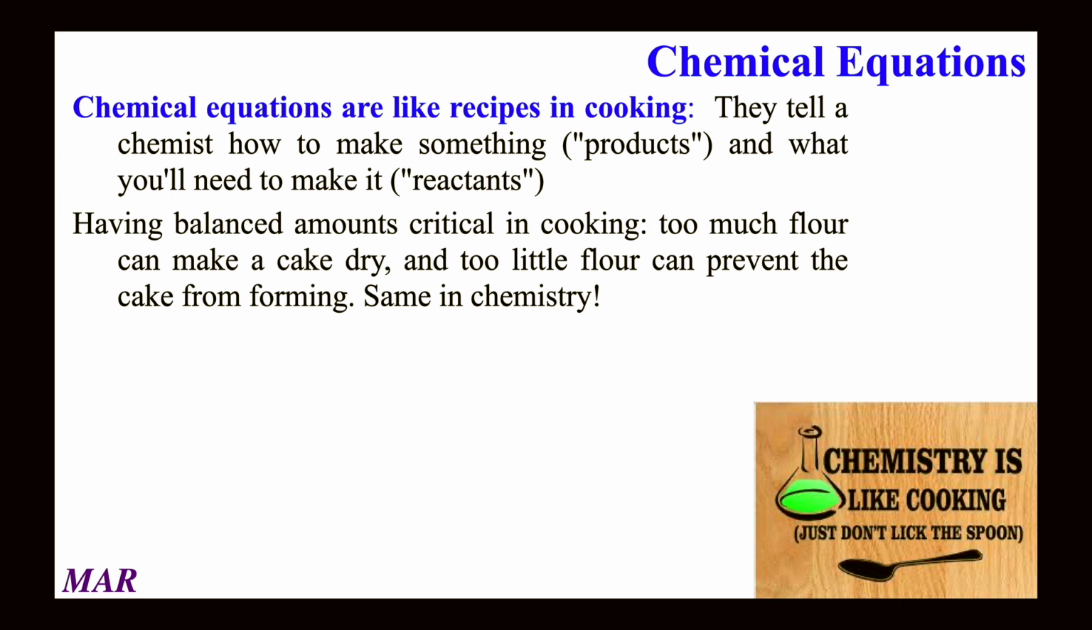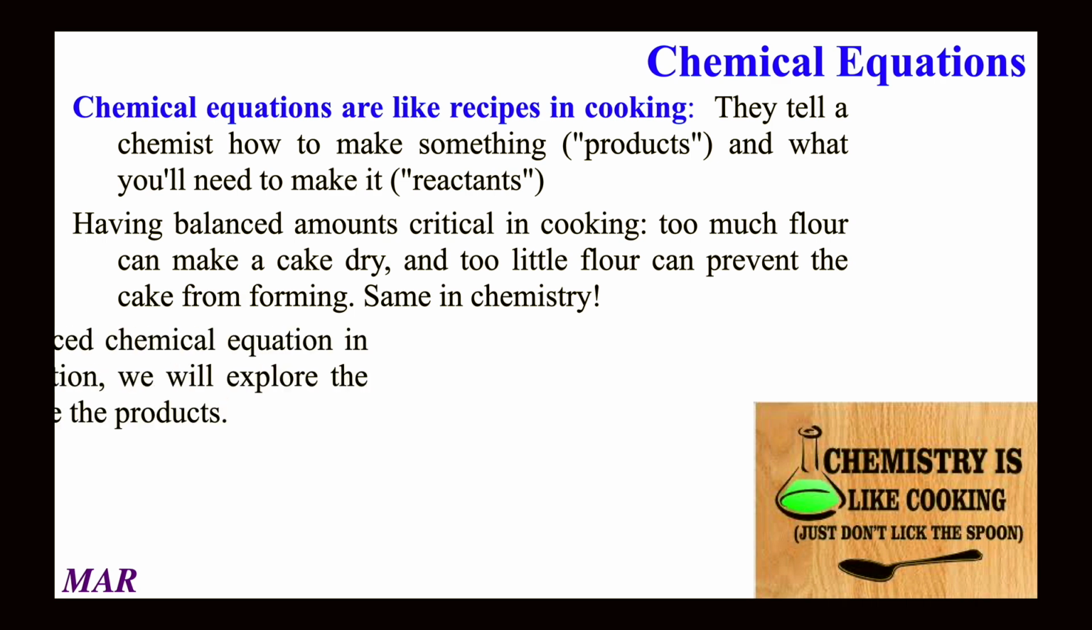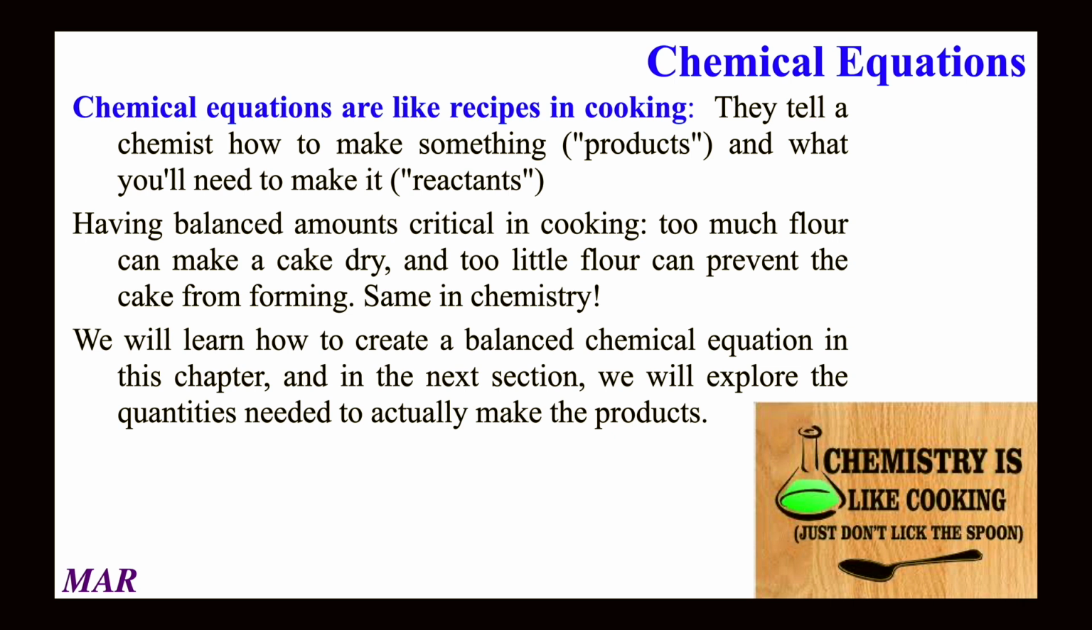Just like in chemistry, if you want to make something, you have to have the right amounts, all right? Too much flour makes a cake dry, not enough flour keeps it from even happening and stuff like that. Same things in chemistry. You have to have the right amounts and the right proportions. You have to use the right temperature, all those kind of things. Pretty cool. So in this section, we're going to learn how to create balanced chemical reactions. These will be like recipes that chemists could use to make things. And out of the recipe, we'll be able to see how much product we can make.